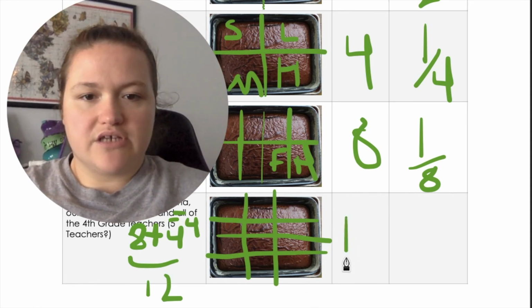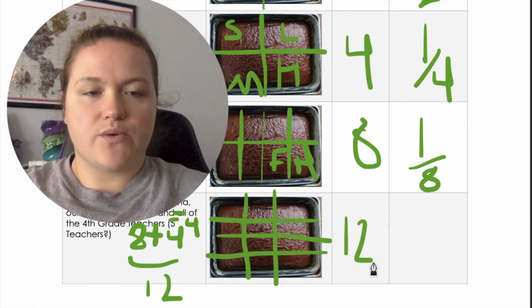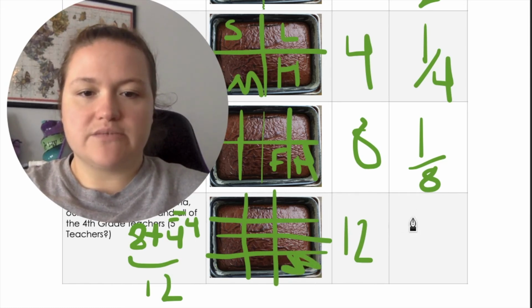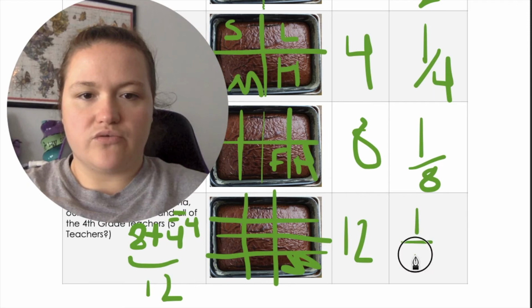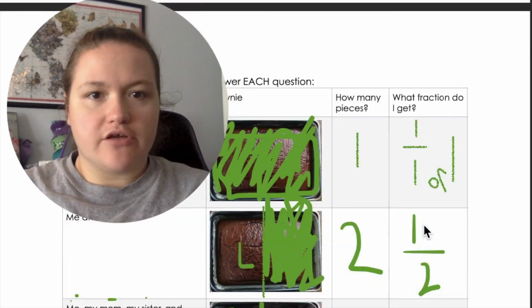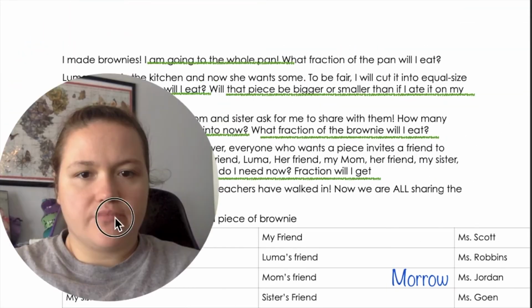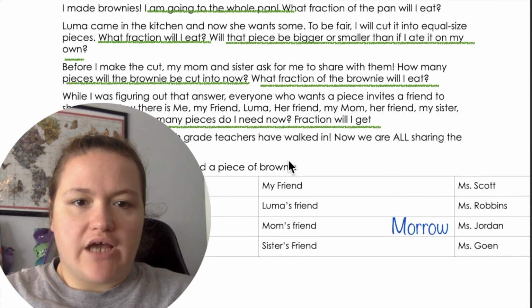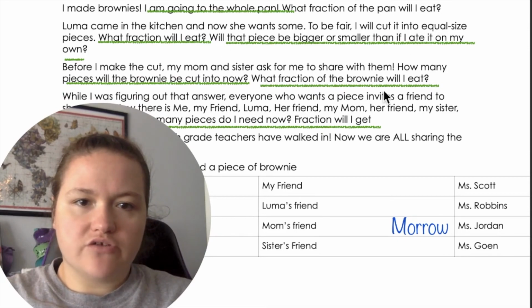Now this brownie is cut into 12 pieces for 12 people, and I only get 1 piece, which means I get 1 out of 12. So I have 1/12 over here, and let's go look at our questions again. They all ask what fraction of the brownie I eat, and up here we ask, will it be bigger or smaller than if I ate it on my own?